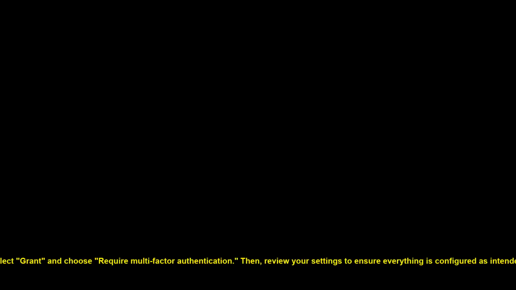Now, navigate to Conditions to set up the conditions under which this policy will apply. You can set conditions such as sign-in risk level, location, or device platform, depending on your security requirements. Now click on Access Controls to define the actions that will be taken when the conditions are met. Select Grant and choose Require Multi-Factor Authentication. Then, review your settings to ensure everything is configured as intended. When you are satisfied with the policy setup, click the Create button to save your conditional access policy.